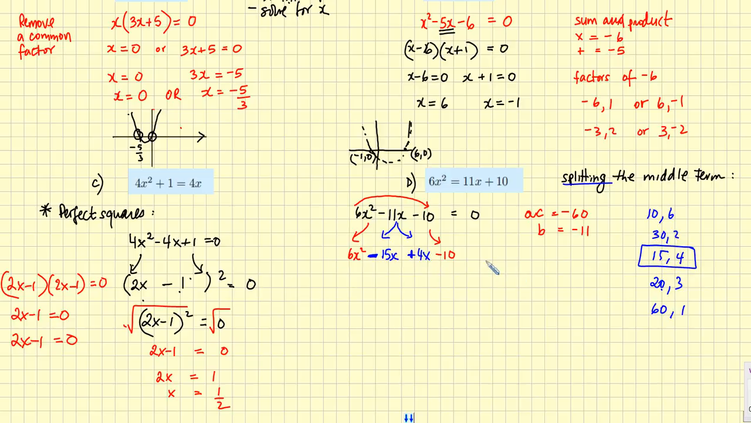Now, because I've got 4 terms here, if you remember from last year, what I can do is I can divide them up into 2 groups of 2. And I remove what's common in the first 2 terms, and I remove what's common in the second half, or the remaining 2 terms. And what's common to the first 2 terms here that can be removed is definitely a 3x.